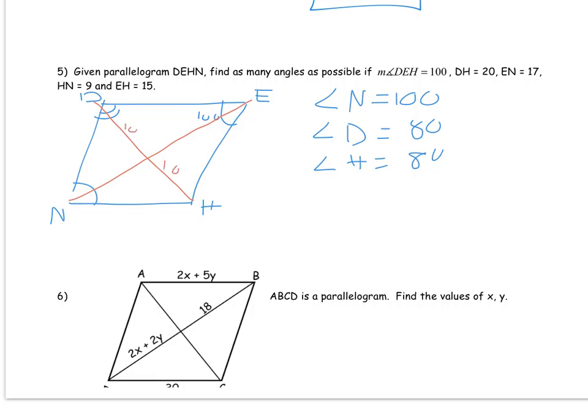EN is 17, so each of these would be half of that. This is 9. HN is 9, EH is 15. We don't have right triangles here, so I can't do much more with it. EN was 17, so these are each 8.5. But none of that's really going to help me to solve for any other angles. So these are the only angles that I can do.